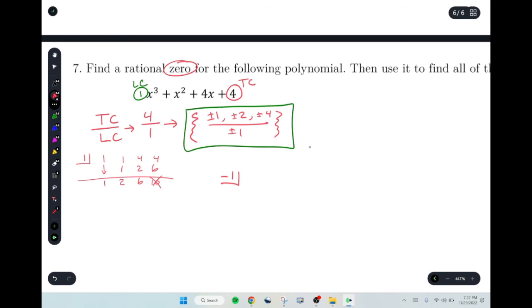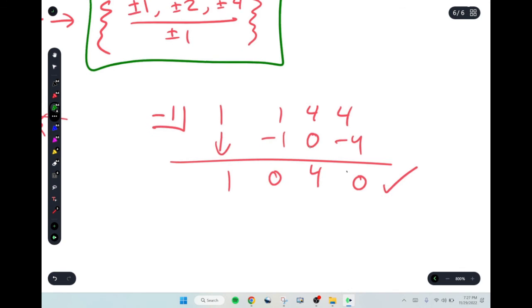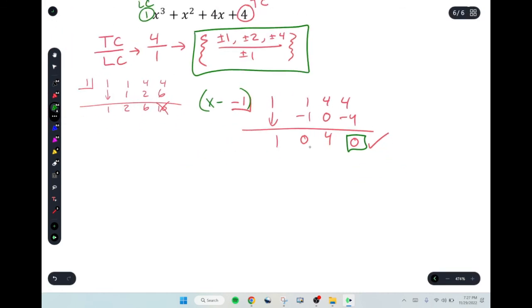Negative 1. 1, 1, 4, 4. Drop it down. Negative 1, 0. That 0 is what this problem's all about, probably. 4, negative 4, 0, check. As soon as you get that 0 at the end, I'm writing x minus up here. And that's my factor. X minus minus 1, also known as x plus 1.